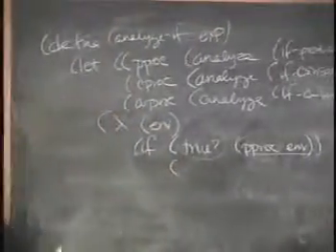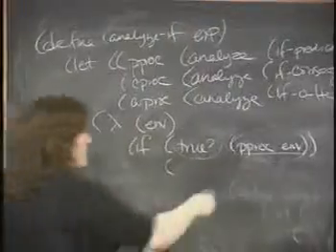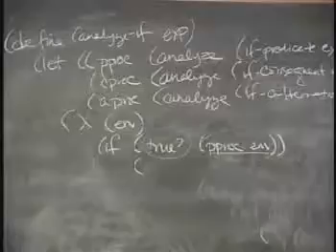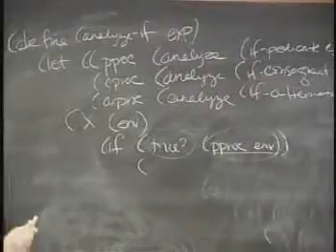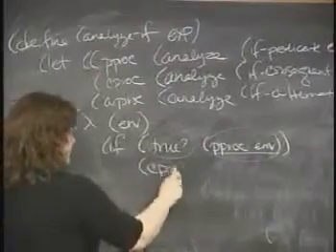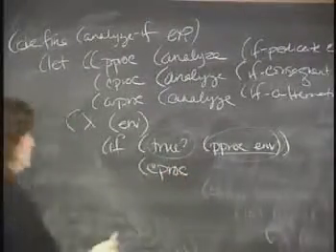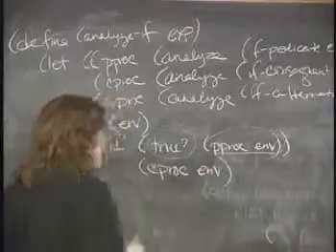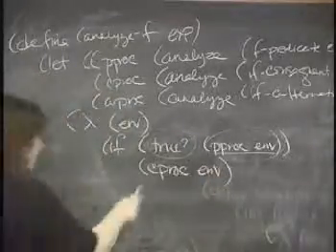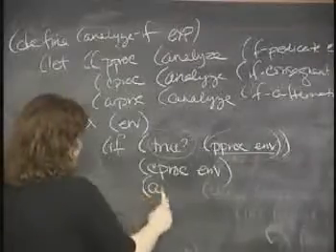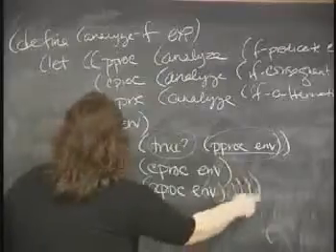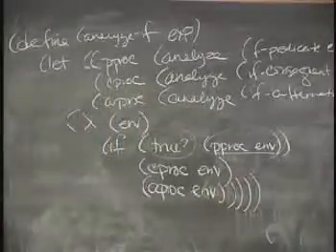So if the result of applying our predicate procedure in the environment is true, what do we want to do? Evaluate the consequent with respect to environment. So we apply our consequent procedure to the environment. Otherwise, we will do our alternative procedure with respect to the environment. Thus ends analyze if.